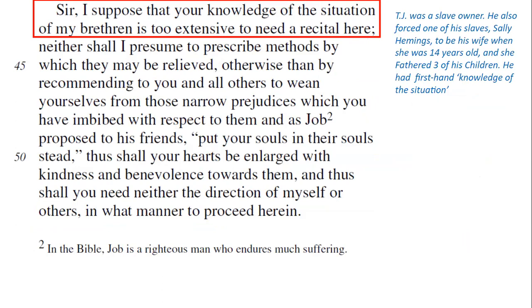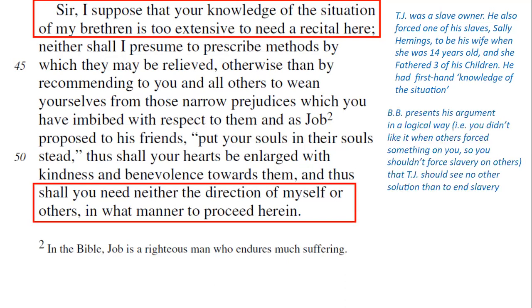We know that Thomas Jefferson was a slave owner. We know that he also forced one of his slaves, Sally Hemings, to be his wife when she was 14. And Sally Hemings fathered 3 of his children. Thomas Jefferson had exact firsthand, quote, "knowledge of the situation." Even if you don't bring Sally Hemings into this, you know that Thomas Jefferson was a slave owner. He supported slavery, and yet he said all men are created equal. So Thomas Jefferson knows the extent of the conditions that slaves are forced to live in.